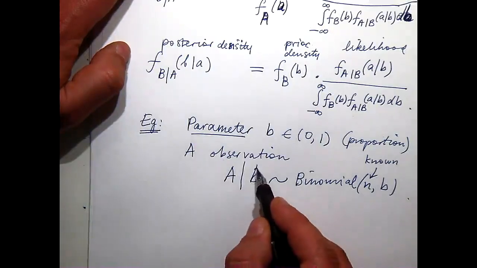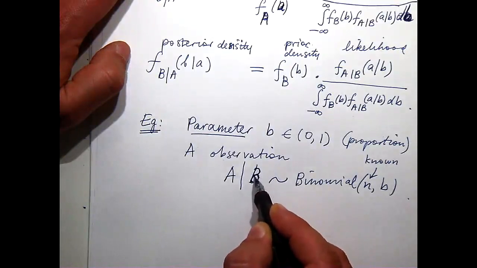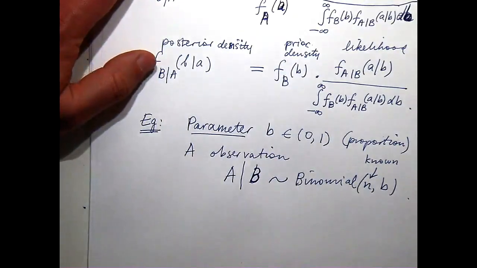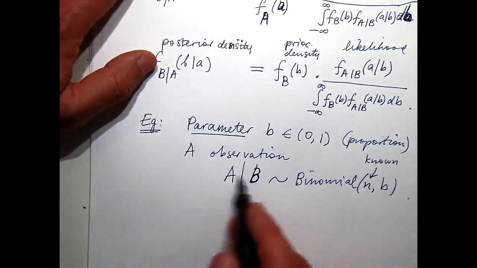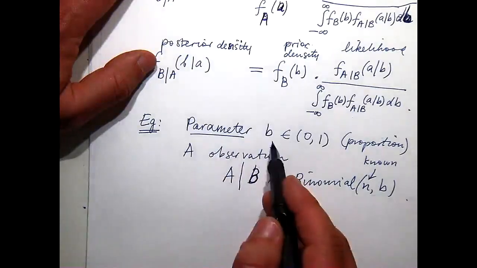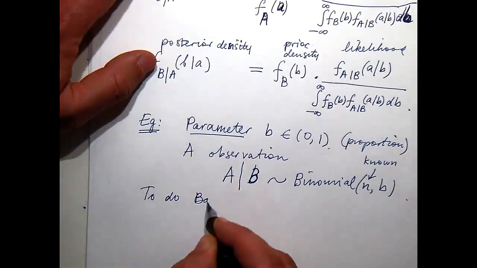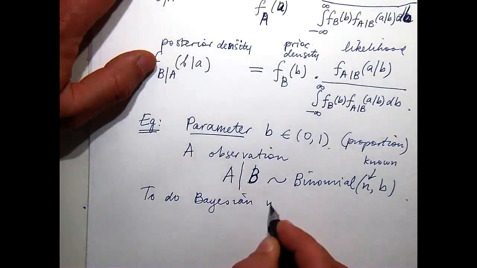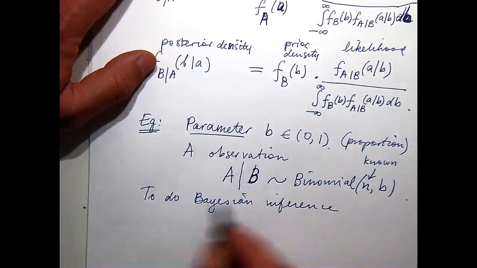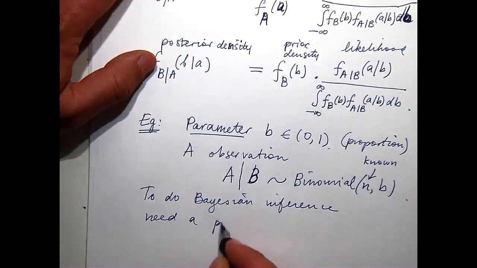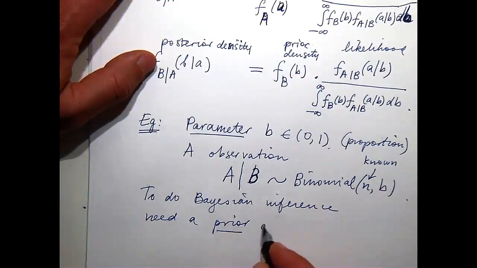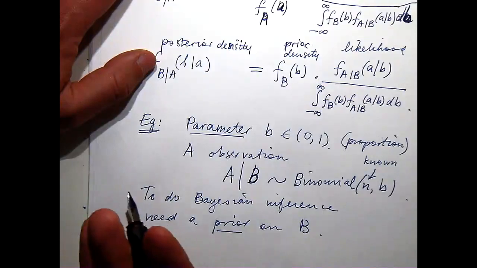As a matter of whether I use capital B or lowercase b, clearly capital B is the random variable and lowercase is the value, but it means the same thing. So in the Bayesian world, we tend to write it this way. We know that B is in 0 to 1, so to do Bayesian inference, what we really need is a prior on the parameter B. And this is where the level of subjectivity comes in.